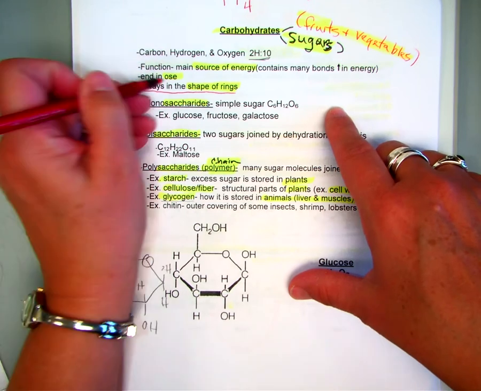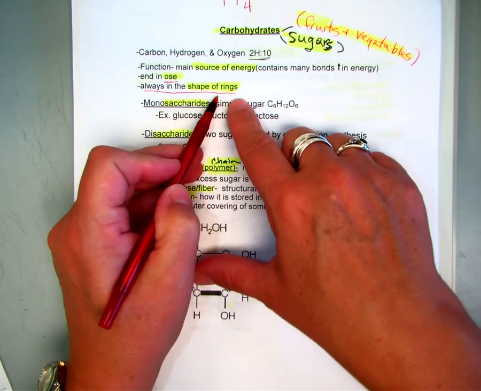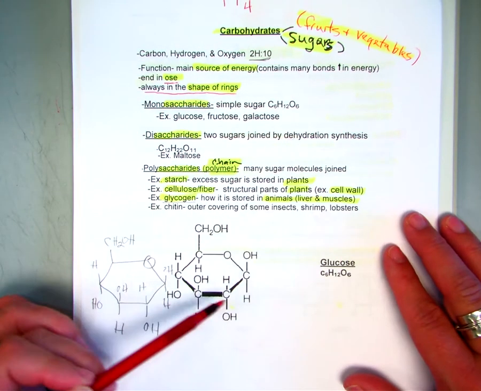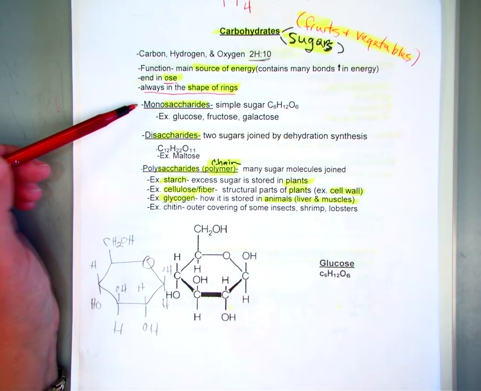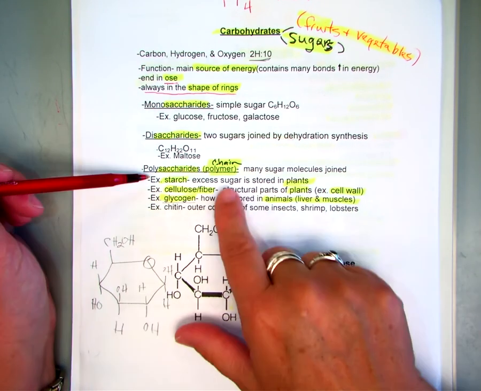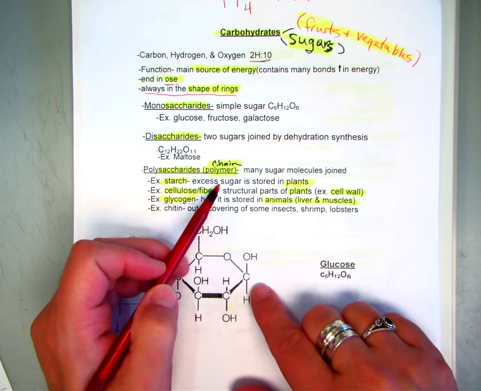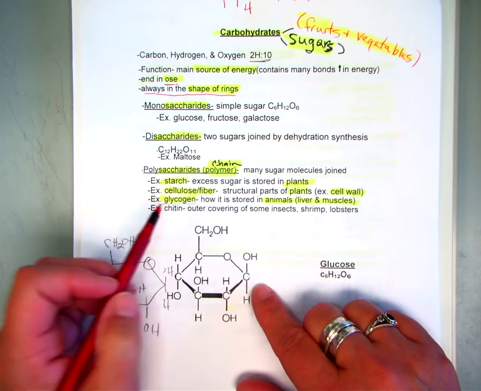They always end in -ose. We talked about that. They're always in the shape of a ring. Saccharide is another name for carbs. Monosaccharides 1, disaccharides 2. Poly would be many. Polymer is another way to say many, like a chain.